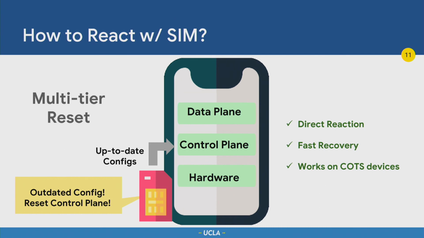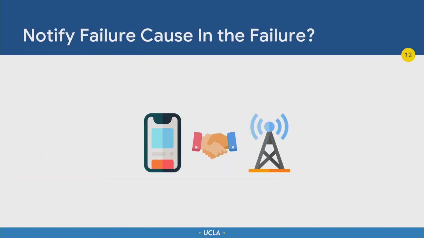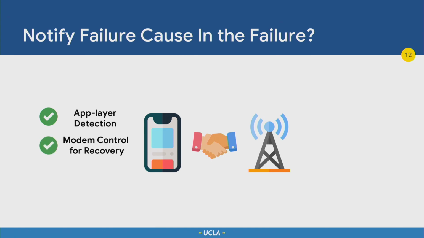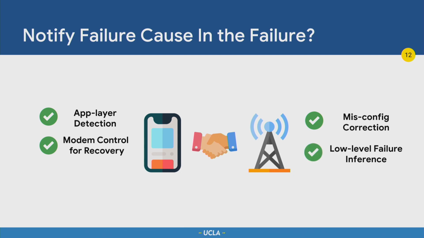So we further designed two different modes to support devices with root or without root. For more details, you can refer to our paper. As we can see, leveraging both sides' info provides benefits to the SIM card for diagnosis. On the device side, the SIM could get the application info and also control the modem for recovery. On the infra side, we can get the misconfiguration corrections or the latest configurations. And also we can get the 5G error codes from the lower layer as diagnosis info.